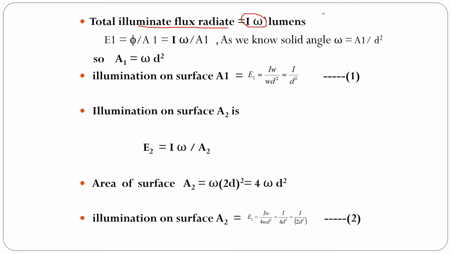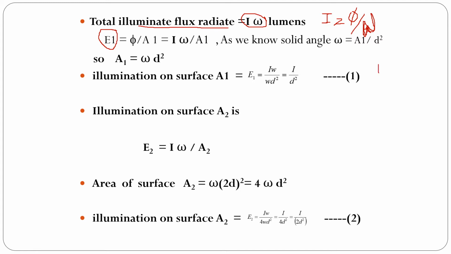As we say, intensity I is equal to flux by solid angle. So I into omega is equal to flux. So the total luminous flux radiated is I into omega lumens. Now we consider area 1. So E1 is equal to phi by A1.